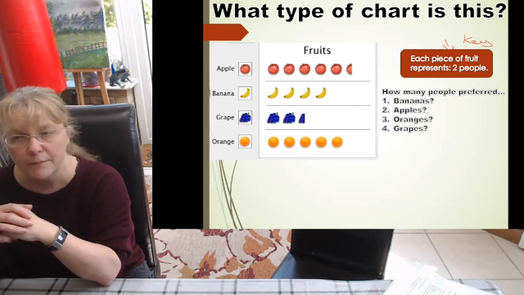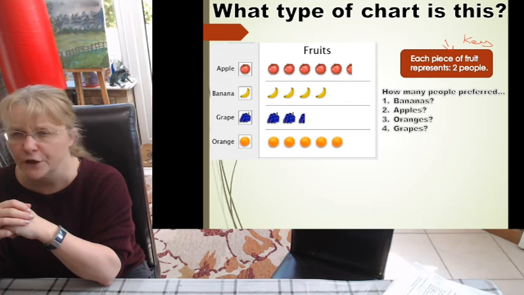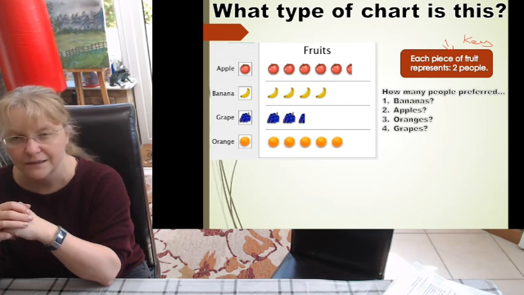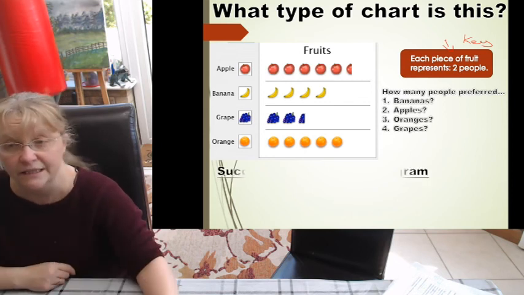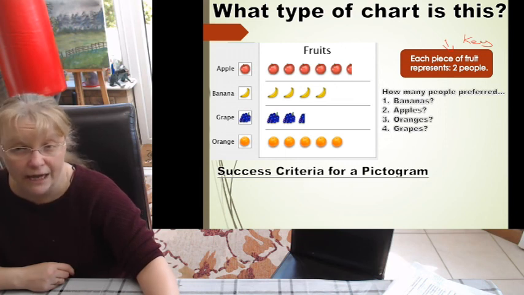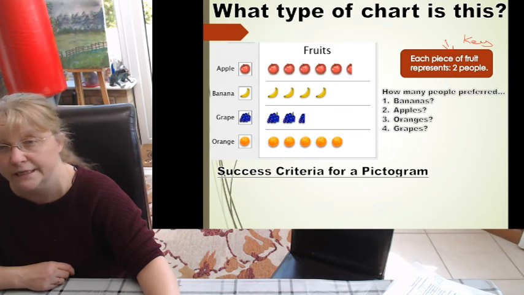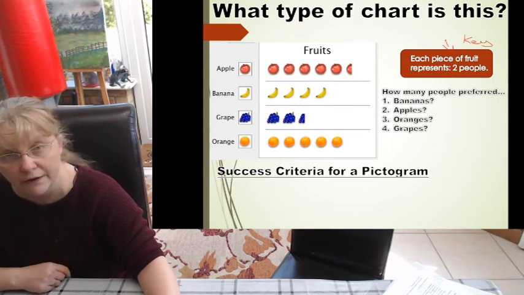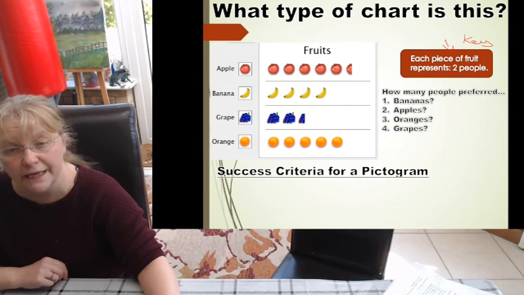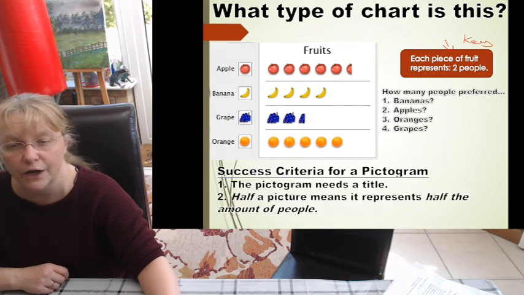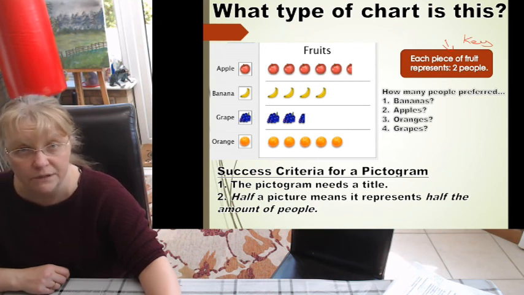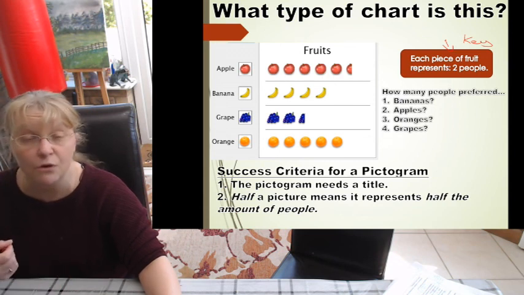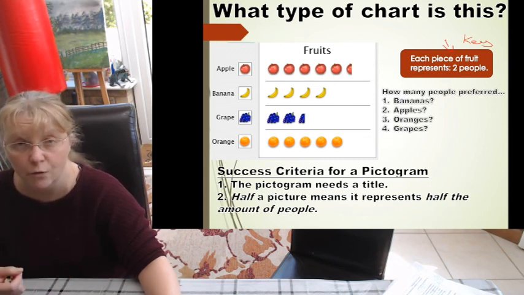So, how many people prefer bananas? Struggle to say that word. And you can see the answer is 8. Look at apples, oranges and grapes. So apples was 2, 4, 6, 8, 10 and a half one, so 11, etc. Now even the success criteria for a pictogram is the pictures need a title. And half a picture always represents half the amount. Depending on what they use, you can do a quarter of the picture, which would mean a quarter of the amount.